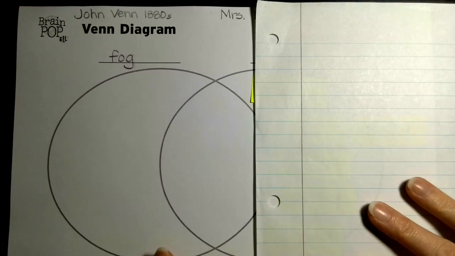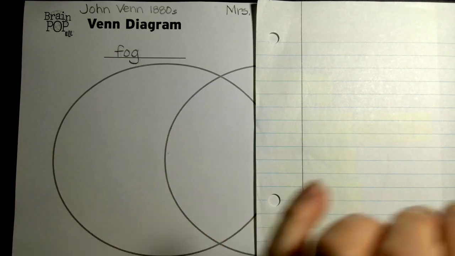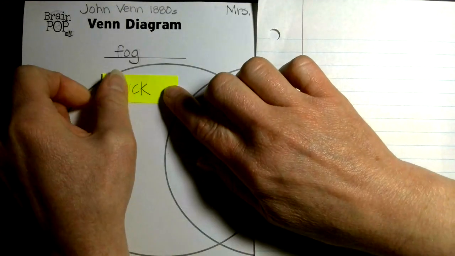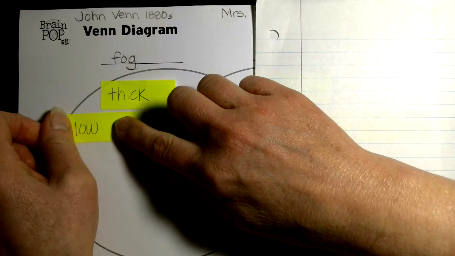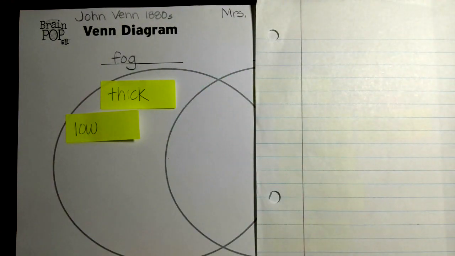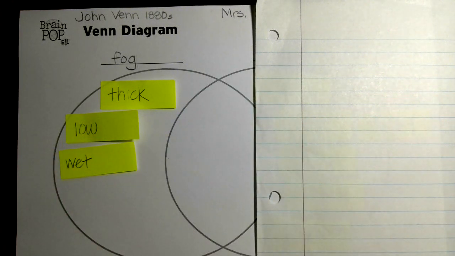Okay. Now that you have your words ready that tell about fog, go ahead and stick them in. I came up with a few and I picked thick, because fog can be thick. And I picked low, because fog can be low to the ground. And I picked wet. Fog usually, not always, but most often forms over water. It's very wet. It's kind of like water in the air. So it's kind of a wet, wispy feel.